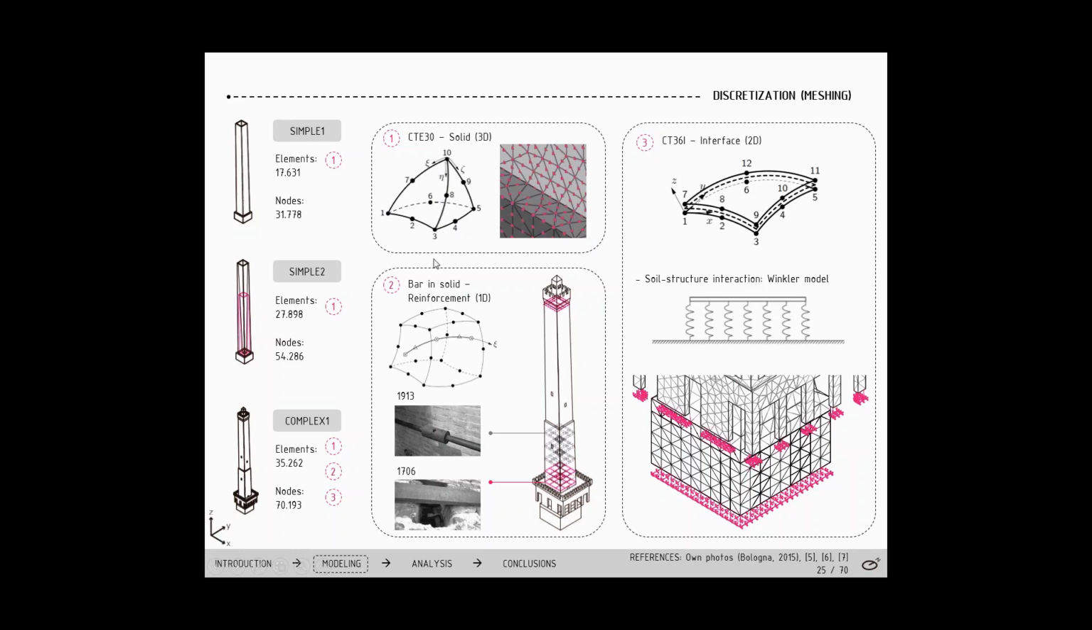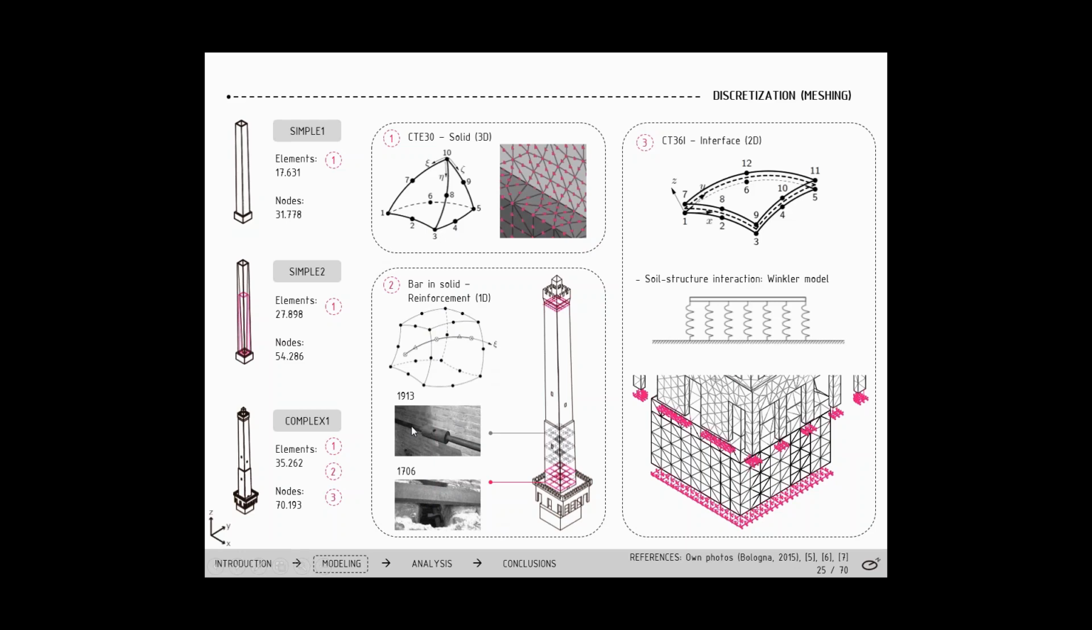For the discretization of the reinforcement bars, the bar in solid type of element is used. We differentiate two types of reinforcements, one being constructed in the year 1706 as rectangular cross-section metallic strips, and the other constructed in the year 1913 as circular cross-section metallic bars.